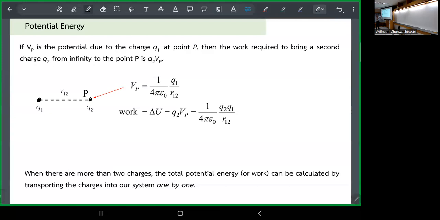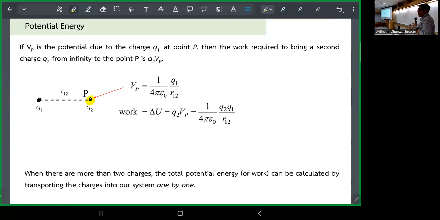I have Q1 waiting for you here. How much energy do I need to bring in Q2? It must be easy, because if it's complicated, we're probably not going to try to study it. So the answer is easy, guys. First, can you calculate the potential at point P first? You guys with me? Okay.